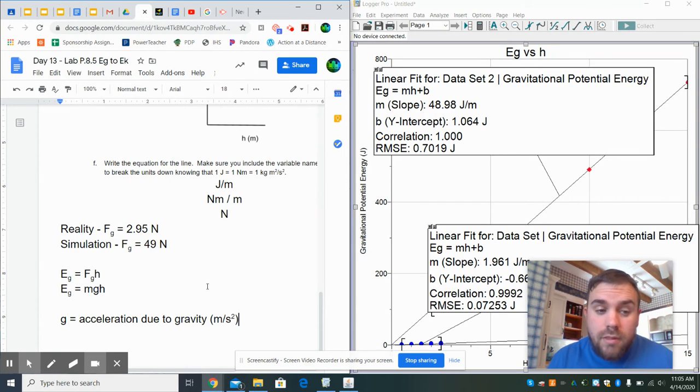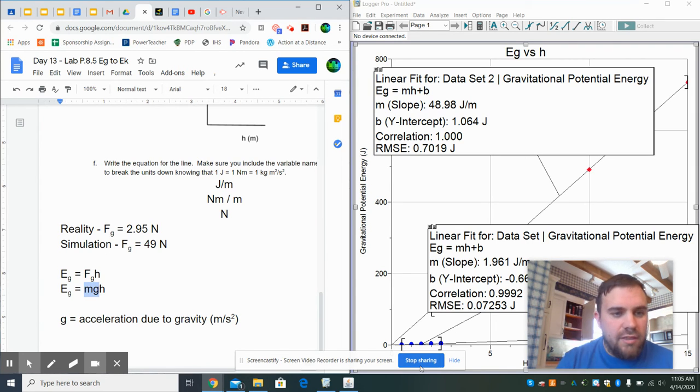So this is basically how you would find the gravitational energy. You take the mass of the object times the acceleration due to gravity. Here on Earth, it's 9.8 meters per second squared, times the height, or just the weight of the object times the height. That's your gravitational energy there.